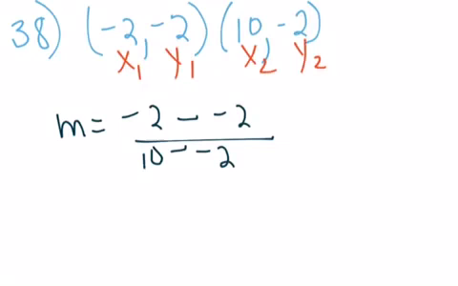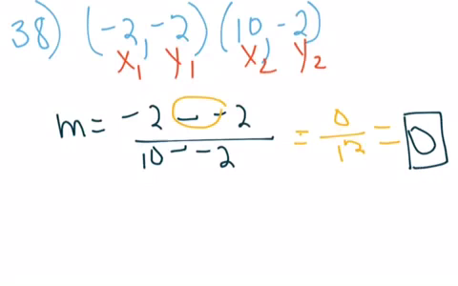Well, negative 2 minus a minus 2 is the same thing as negative 2 plus 2, which is going to give us a 0. 10 minus a minus 2 is the same thing as 10 plus 2, which is 12. If the 0 is on the top, then this is equal to 0. However, if after doing the formula you ended up with the 0 in the denominator, then that makes the slope undefined.